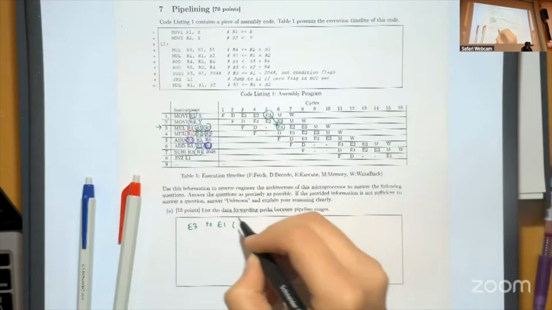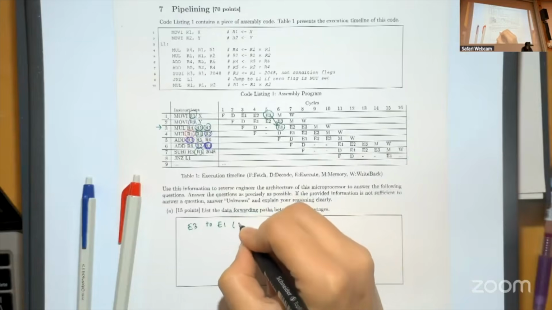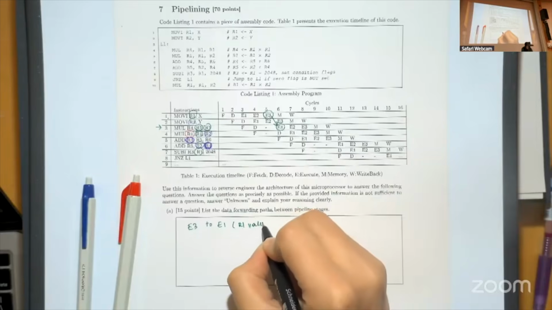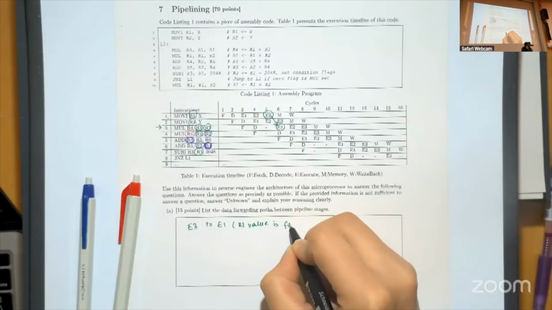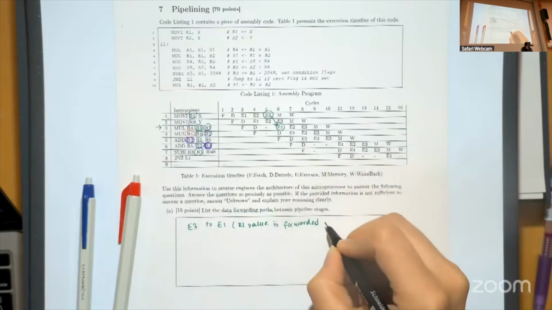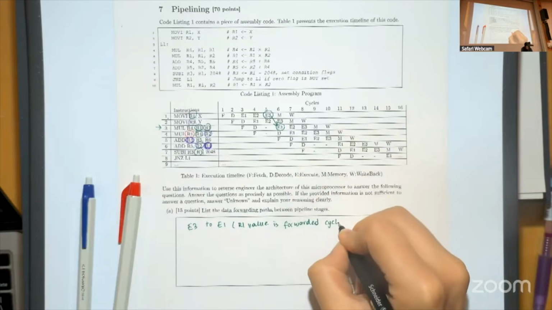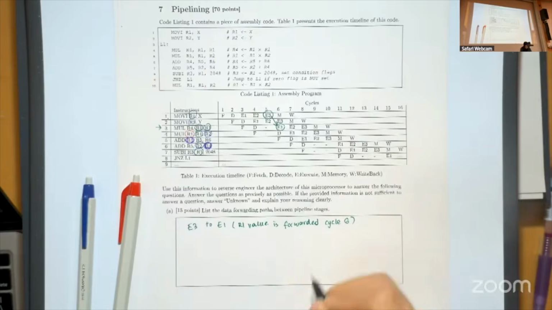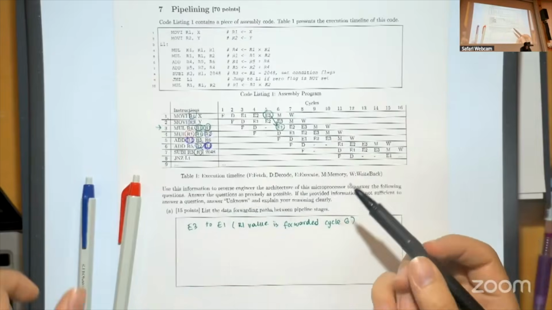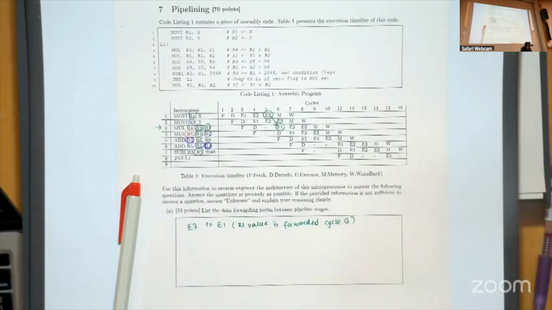And this was coming from the R1 value that is forwarded. You can also say in which cycle, like cycle 6, shows this. That would make it easy for us to understand your reasoning. So that's good. And after that, let's check the next instruction here.